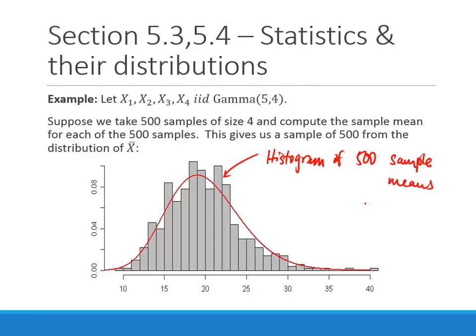And then over top of that, I've laid that red line, which you could think about as what the sampling distribution of the mean would be. So if I kept taking more and more samples, the histogram would look more and more like that red line. So this red line here is the sampling distribution of x bar, a sample mean of 4 numbers.